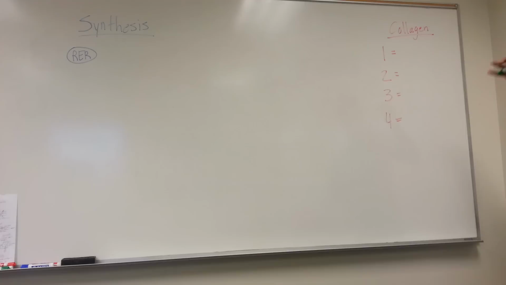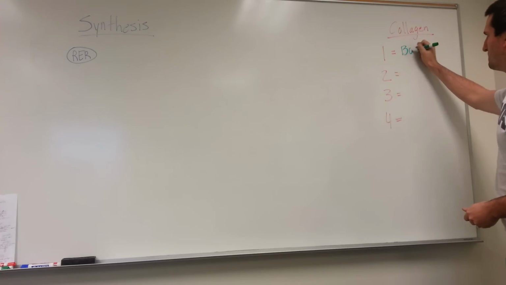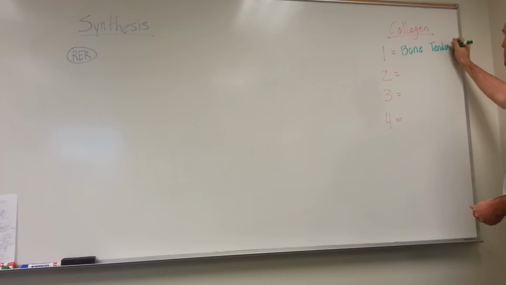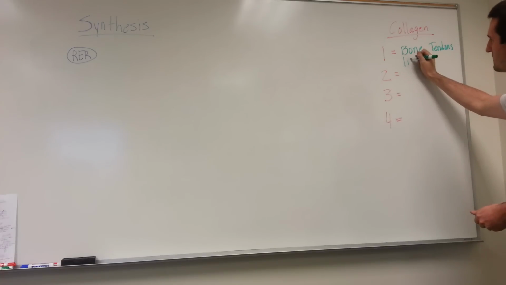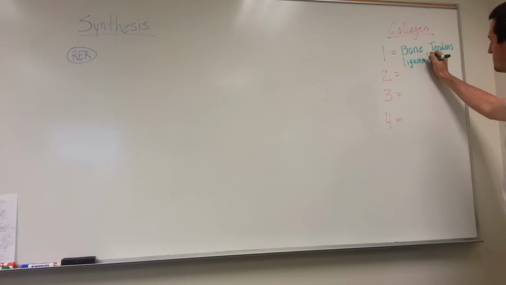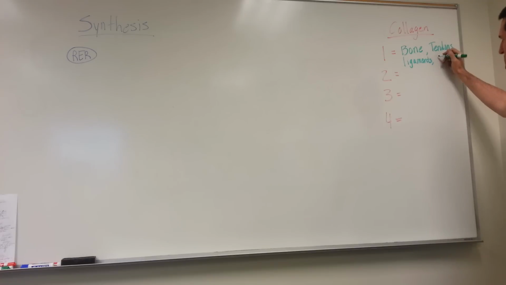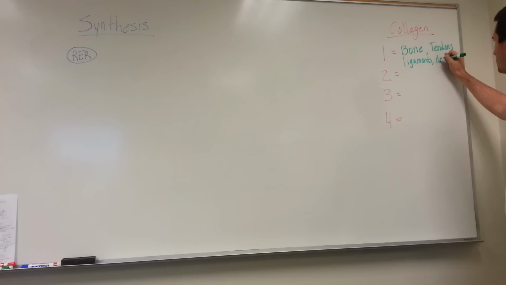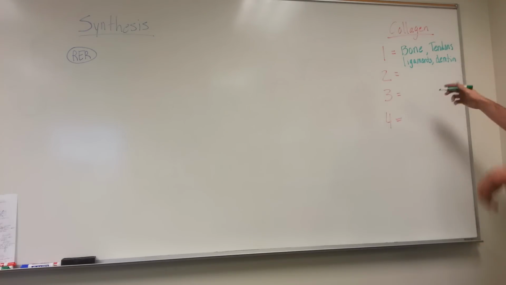You've got 1, 2, 3, and 4. Those are the 4 main subtypes of collagen. Type 1 collagen is going to be found in your bones, in your tendons, in your ligaments, and then in your dentin, which would be like in your teeth, the collagen that's in your teeth, and in a few other locations. These are the main ones I want to cover.